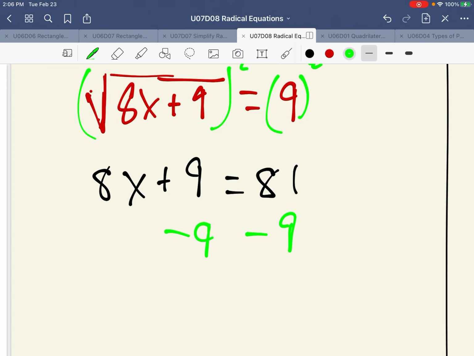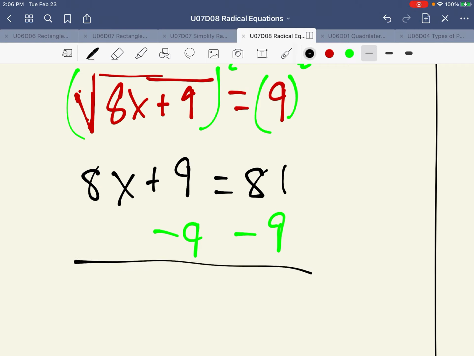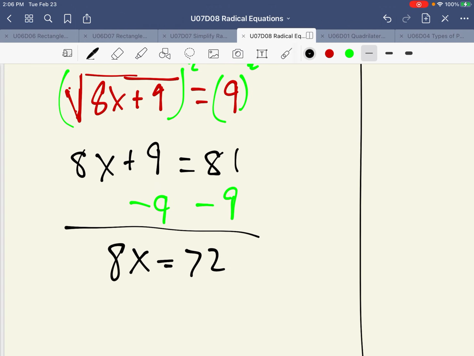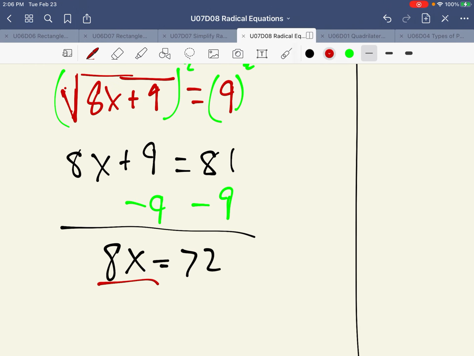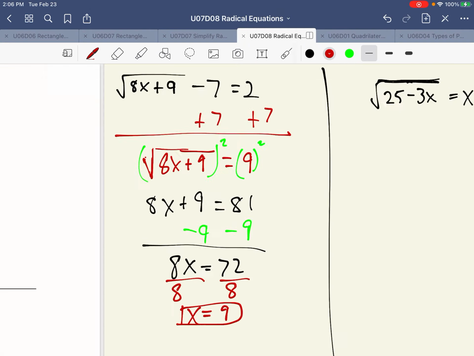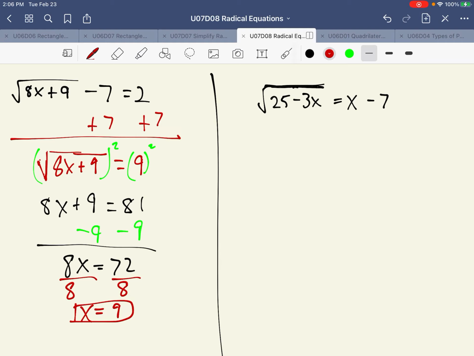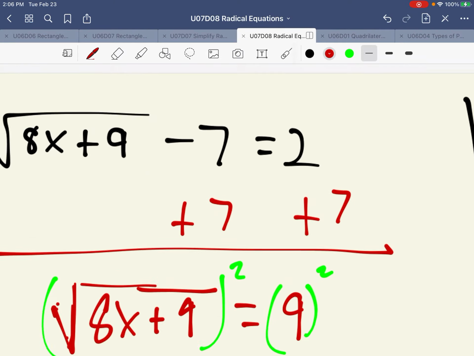Subtract 9 from both sides. We'll get 8x equals 72. Divide both sides by 8, and we get x is equal to 9. So that's our solution. Now we do have to check it in the original problem, because there will be scenarios in which our solution actually doesn't solve the problem. And that happens because we create an additional solution when we square both sides sometimes. It doesn't always happen. So let's take a look at this example.